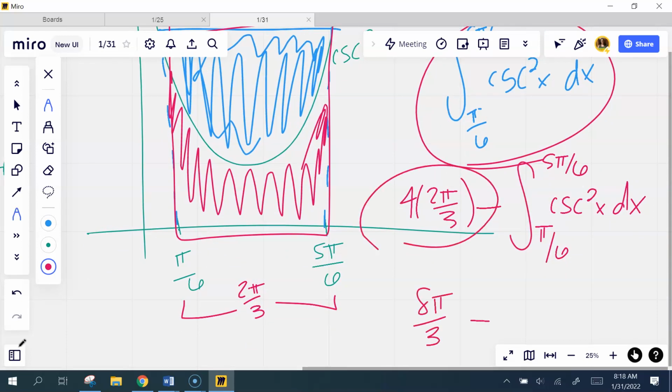So at the very least, even if you couldn't remember the antiderivative of cosecant squared, if you realized it was the rectangle minus the integral of cosecant squared, then if you look at the answer choices, there's only one that's 8 pi over 3 minus something. Good hint there. It was C.